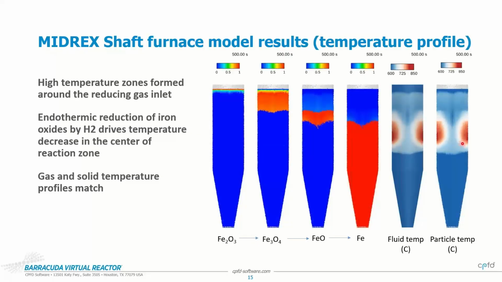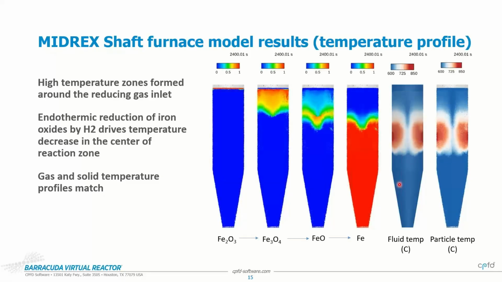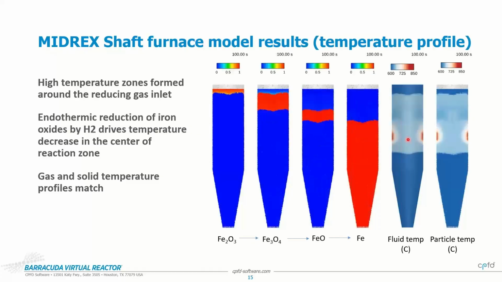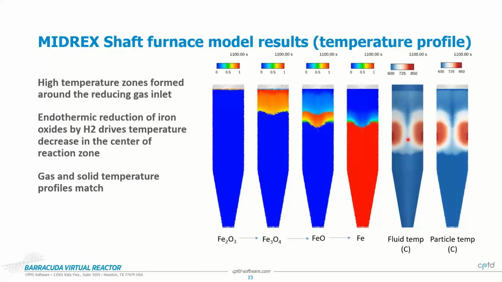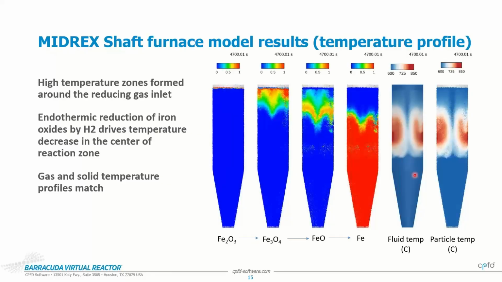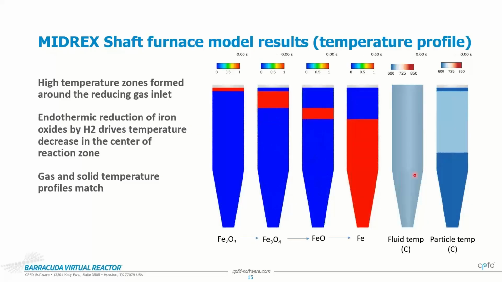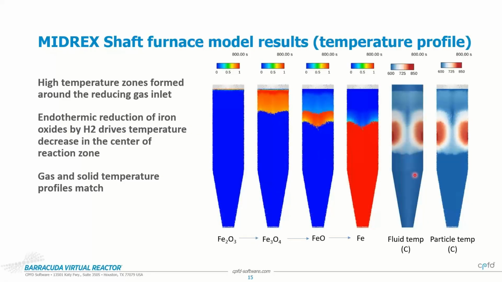That gas interacts with the solids, where it undergoes endothermic reduction by hydrogen. And so you see in the center here where these solids are traveling that there is a cooling zone that evolves. So we do see lower temperatures in that region. One thing to also note here is this system has very low particle velocity, very low difference between the fluid and particle velocity, and so you don't see a significant difference in the fluid and particle profiles here.